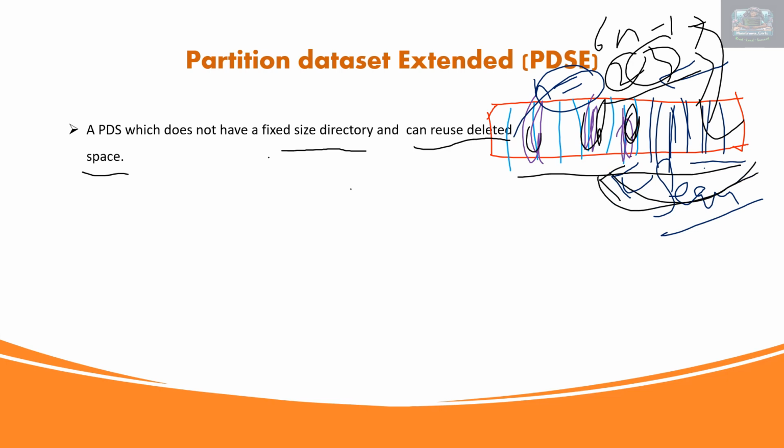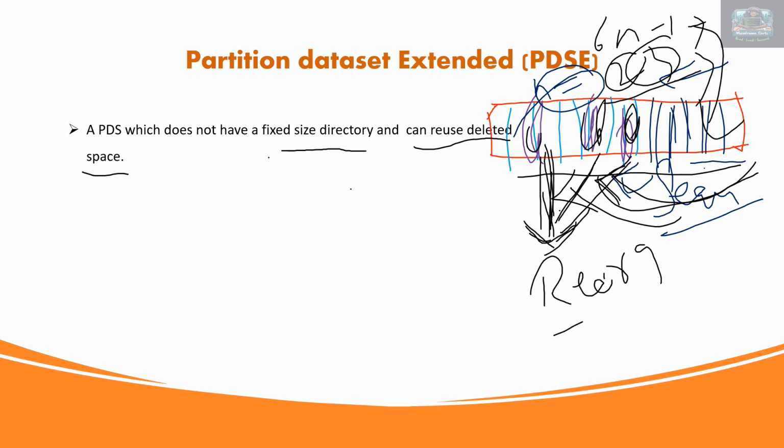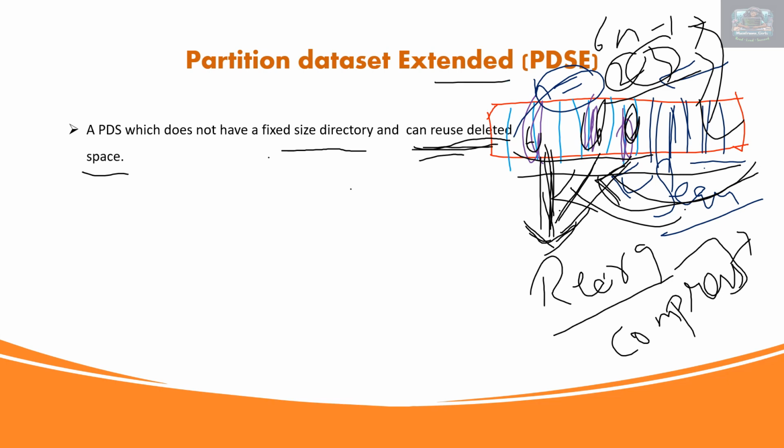Even in a PDS, we have a way to reclaim this deleted or free space: we have to do a reorg, that is reorganization of the data, or compression. There are two ways we can do this and reuse the space, but it will not be done automatically. But in a PDSE, the new members will be added in the deleted members' place.